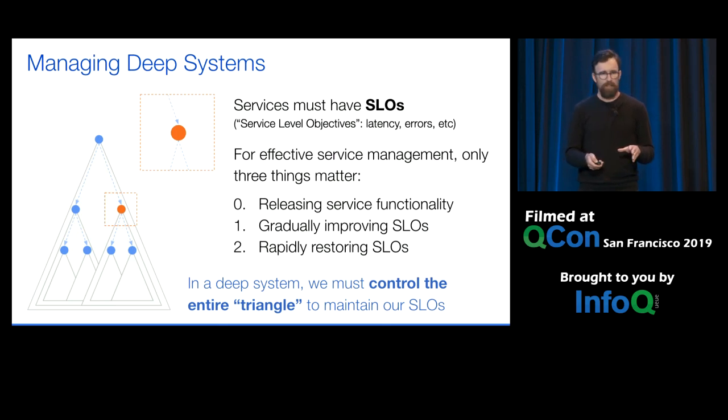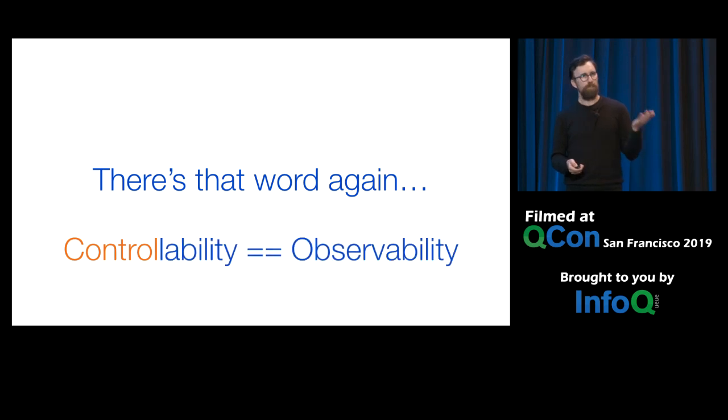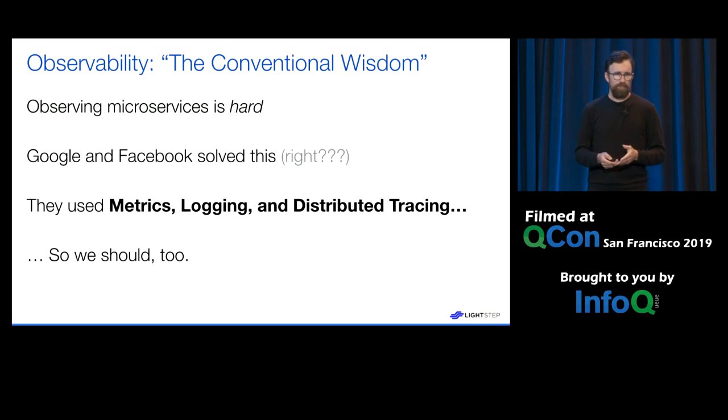Cool. See nodding heads. So there's that word again. So control, controllability, observability. These things are all very tightly coupled. The conventional wisdom about observability is that it's difficult, that Google and Facebook solved this. P.S. they did not. And that they use metrics, logging, and tracing, so we should too. I mean, obviously, I'm putting this up as a straw man. This doesn't make any sense. It's an illogical argument, on a literal level, and it's also wrong, which I'll try and explain.